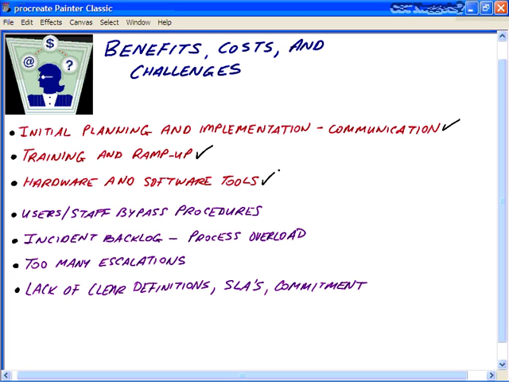What are some of the challenges to doing this? Well, the challenges are the fact that your users and your staff could actually bypass the procedures put in place for incident handling. If they deem the process too cumbersome or too bureaucratic, they may bypass it altogether, trying to resolve errors themselves or directly contacting specialist staff without following procedures. This is going to cause all kinds of problems in the long run.